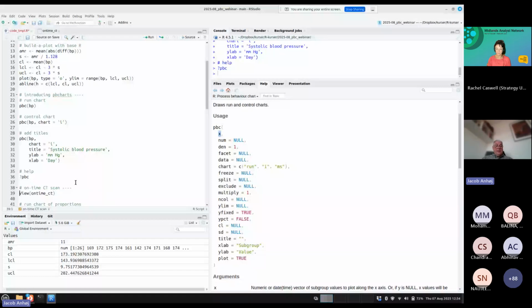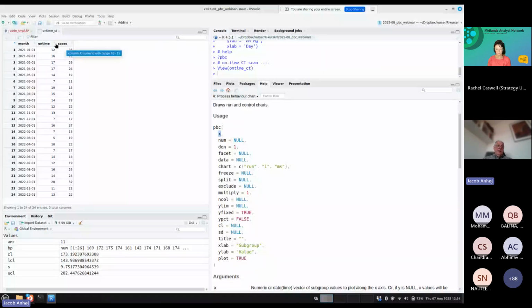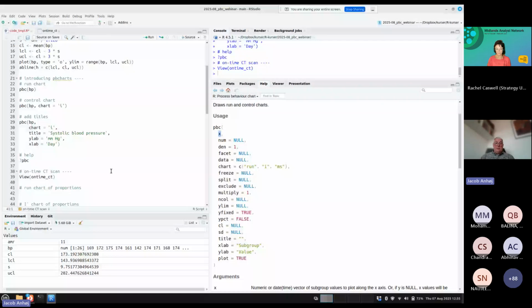I'll show you a data set called on-time CT. These are data on patients with acute abdomen, patients who were CT scanned within 3 hours after admission. So in this month, we had 25 cases, and 12 of these had a CT scan within 3 hours after admission. This is a classical case for a P chart, a proportion or percent chart. So let's try and plot that using the PBC charts package.